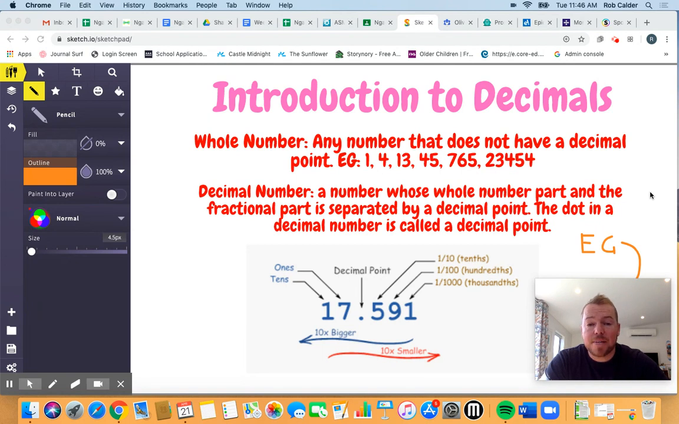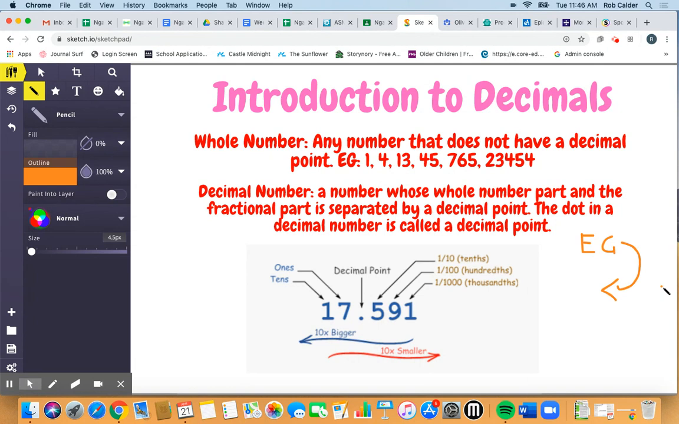Today, I've had a request from a few of my students to do a video around decimals and the introduction to decimals. So I'm just going to get rid of this and then we'll start cranking through it. Awesome. So I've got two definitions there. The first one is for a whole number and the second one is for a decimal number.